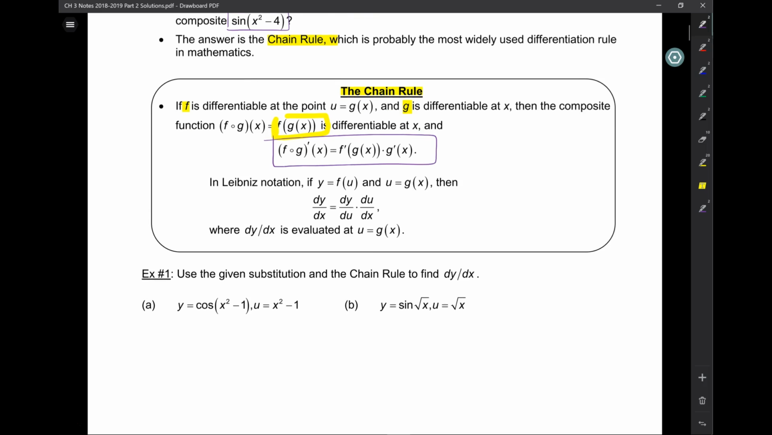notation. So the way Leibniz wrote it is, if y is f of u, and yes, it's f and u together. Oh my gosh, funny! Let's take a minute. So you know how we're always talking about u and v, right? U prime, v prime, and so on and so forth. So if y is f of u, and u is g of x, then dy dx is dy du times du dx. Okay?